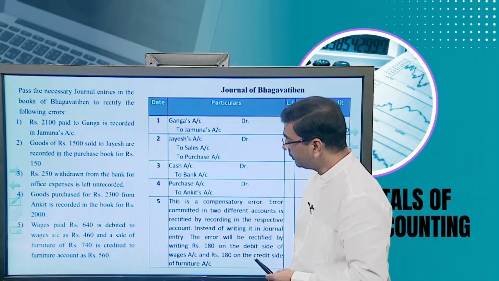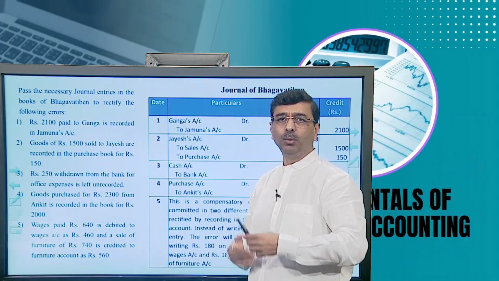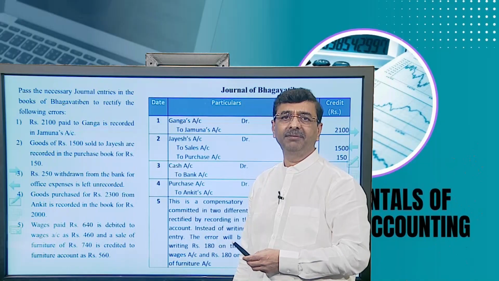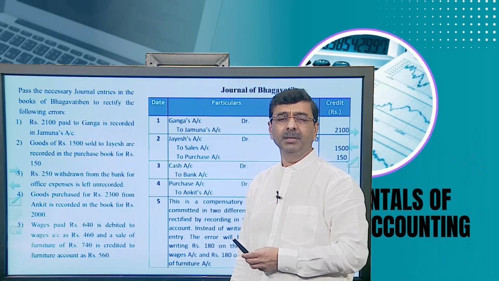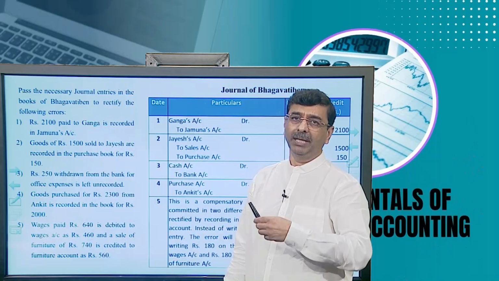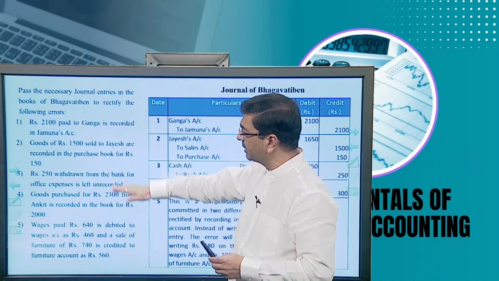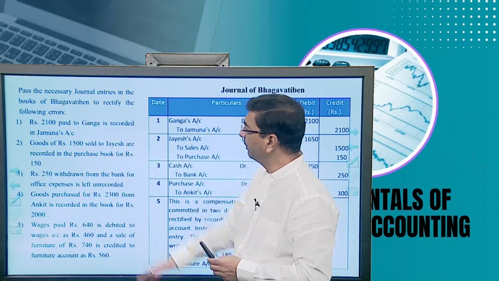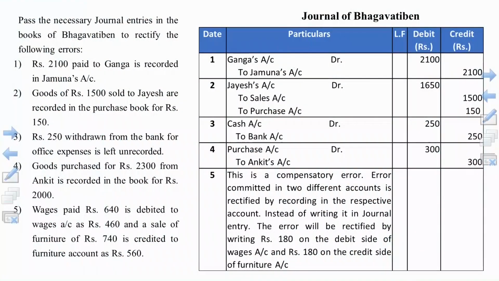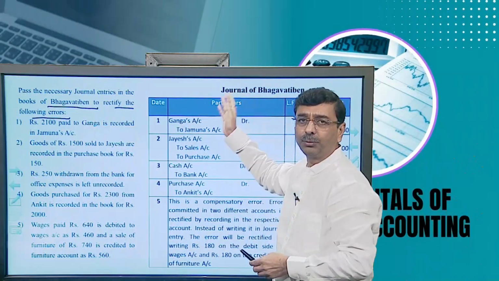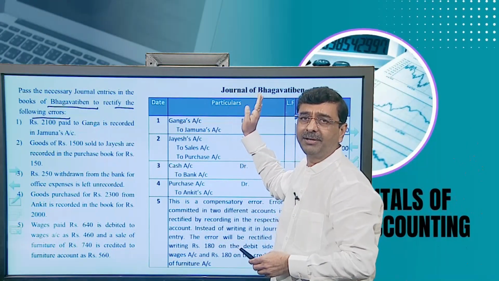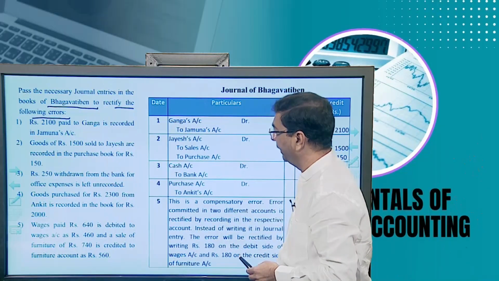Now this is an example for more clarification of how any kind of mistake that happened in the books of accounts, which does not affect the trial balance, will be rectified. Most probably here the transactions taken do not affect the trial balance. First, pass the necessary journal entries in the books of Bhagwati Bain to rectify the following errors. So the title is the rectification of error journal entries in the books of Bhagwati Bain.